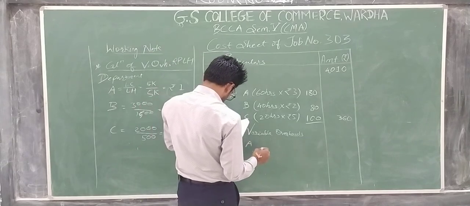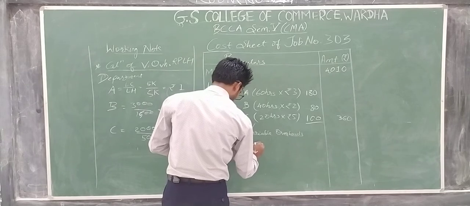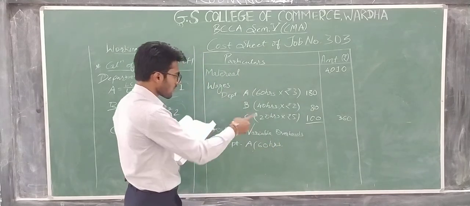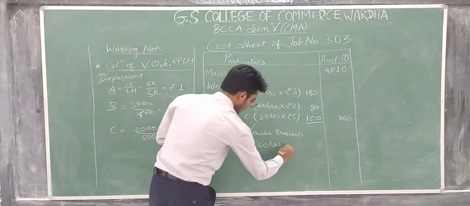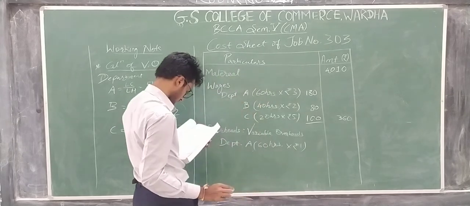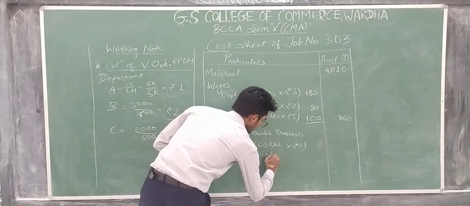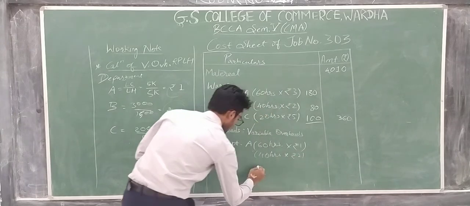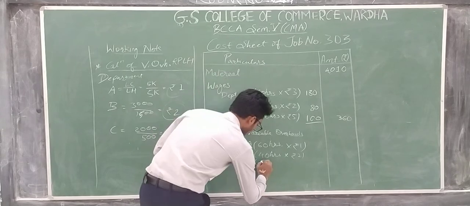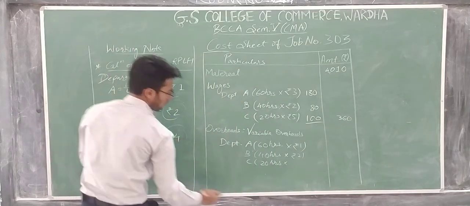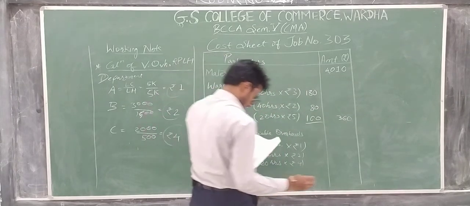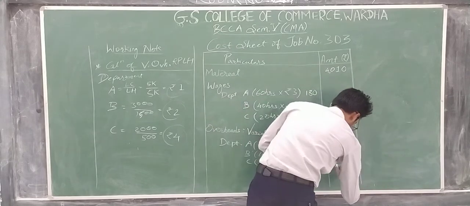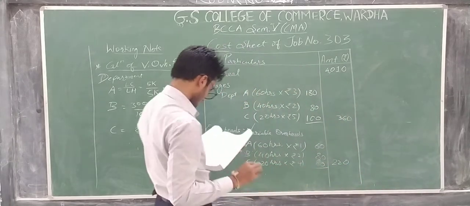Labor hours for variable overheads will come to 60 hours. We have consumed 60 hours, but the variable overhead rate is 1, so I am going to multiply this by 1. Then 40 hours into 2. Then for C, 20 hours into 4. And the amounts will be 60, 80 and 80. The amount in the outer column will become 220. Okay. Now this is about the overheads.